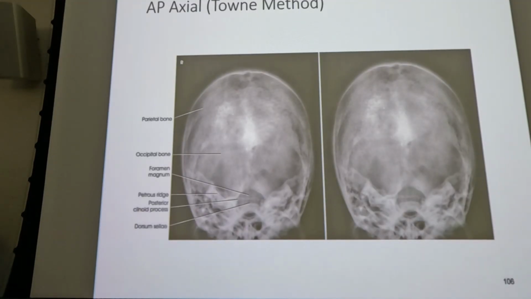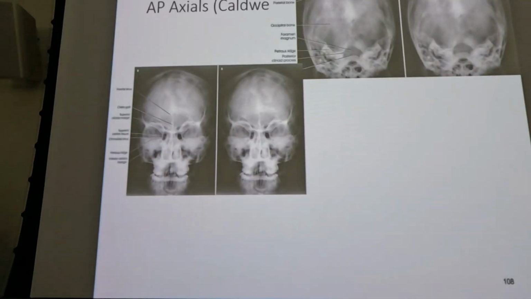Positioning is the same: orbitomeatal line perpendicular to the image receptor if they can get it. If they can't get it, increase your angulation by 7 degrees. So this again is the difference between the two. The AP Caldwell, you're going to be angling cephalic, and you're going to see the orbits. On the Towne, you're going to see that V shape, and you're going to see the foramen magnum.